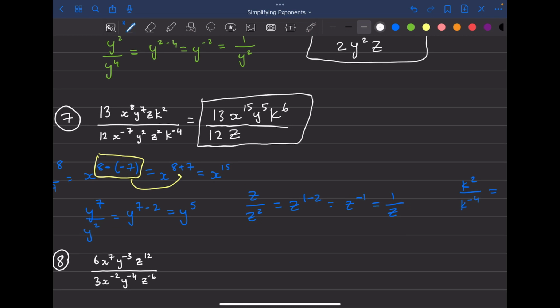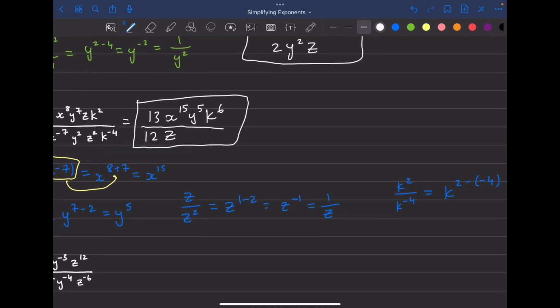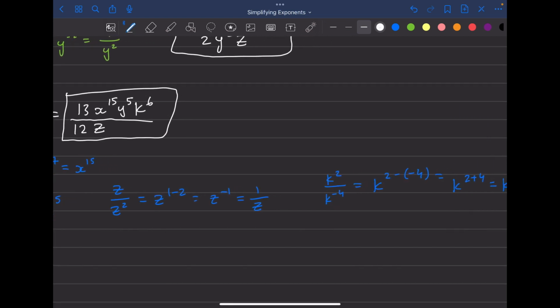So yeah, it might seem like it's pretty simple, which it is, but you have to focus that you're not adding or subtracting the wrong numbers, because a very common mistake is messing up on the double negative sign over here. So you have to be careful for that.